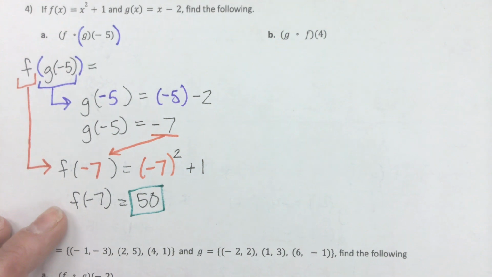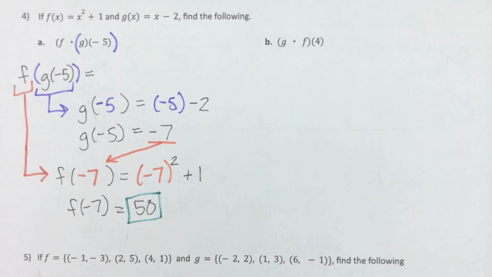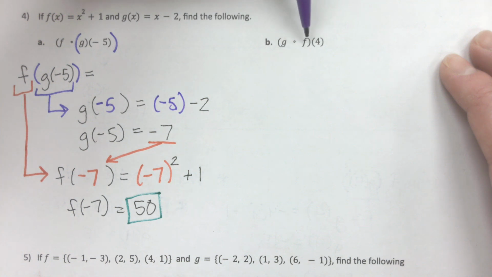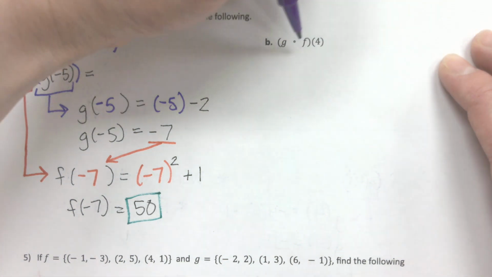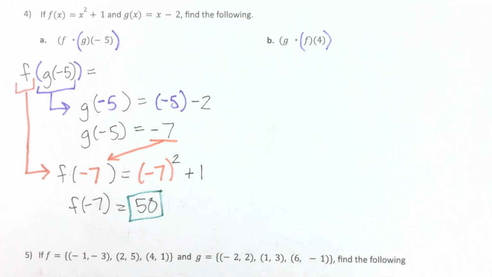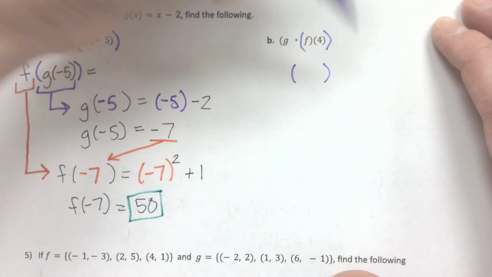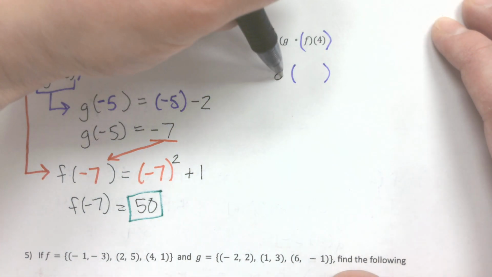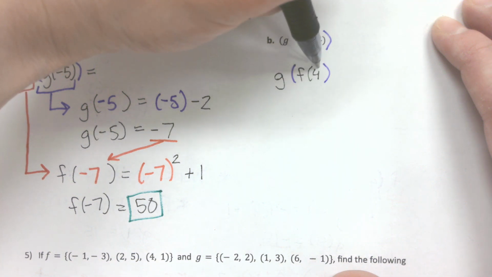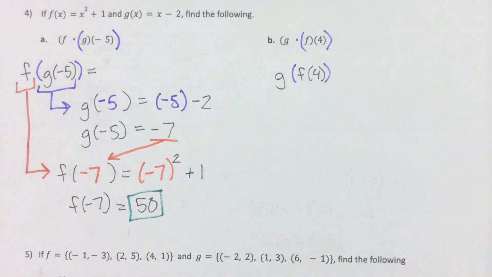Wonderful. We have one more of those. This time we're going to do g of f. F this time is closer to the 4, so it's going to get its own set of parentheses. G is the outside function. F of 4 is the inside function.